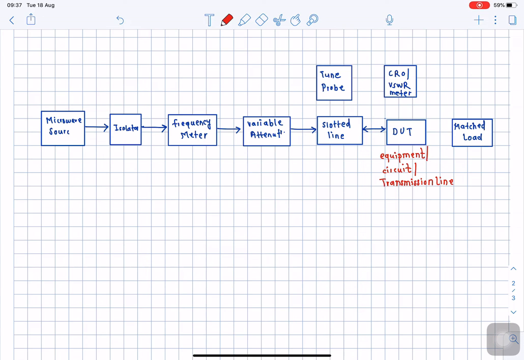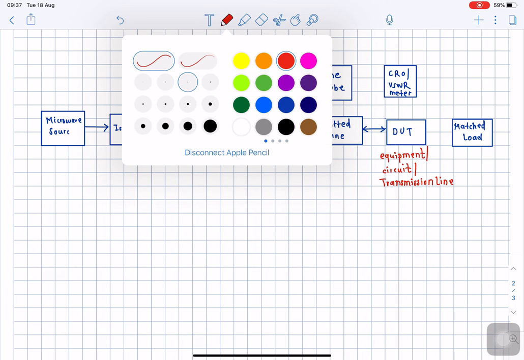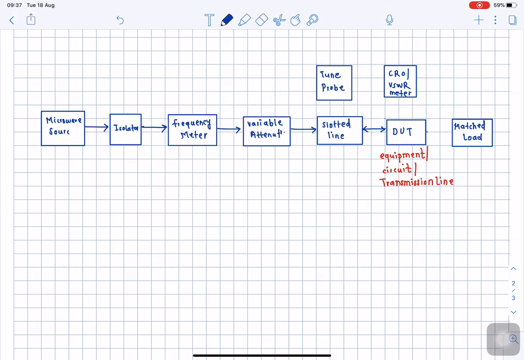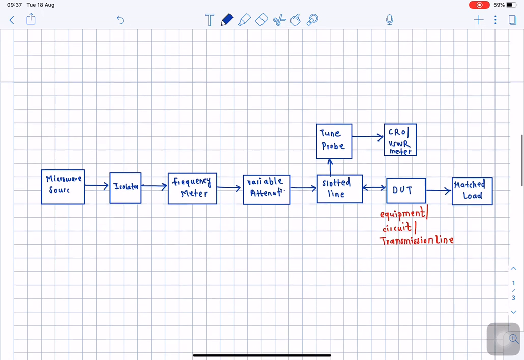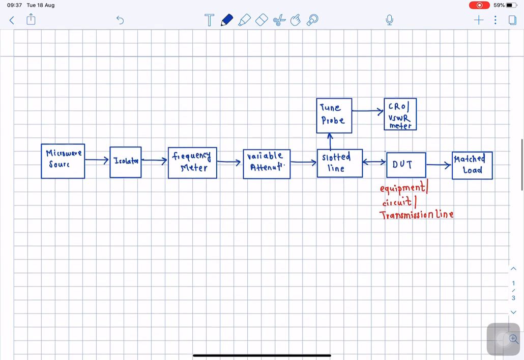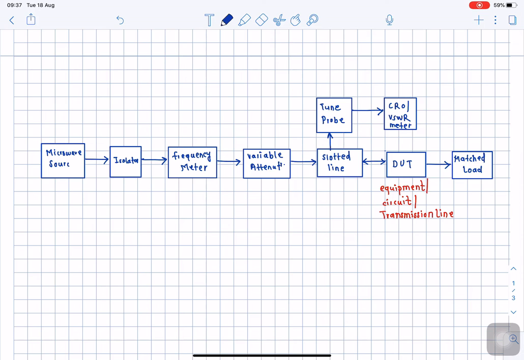This device is connected with a matched load at the output, so that reflection will not take place from here. Now the slotted transmission line is connected with a tunable probe, and the tunable probe will act as an output device, connected to an output device like a CRO or VSWR meter. So this is a typical setup for measuring small values of voltage standing wave ratio, right?